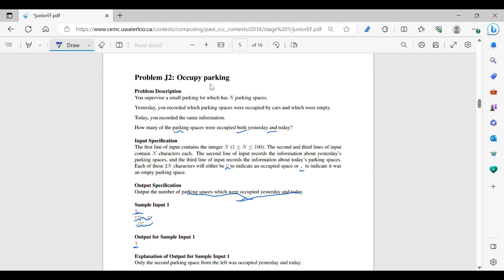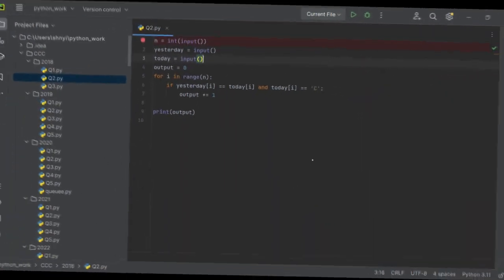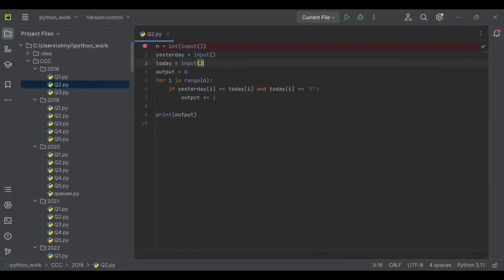So let me go to my code. Okay, so here's my code. The n is right over here, and then yesterday, which is over here, and today is also here. Yesterday and today are going to be inputs that aren't integers, but n is an integer.